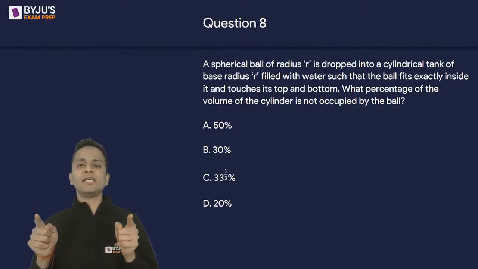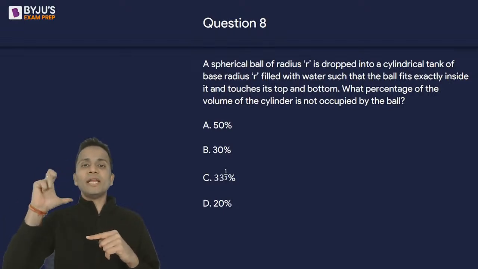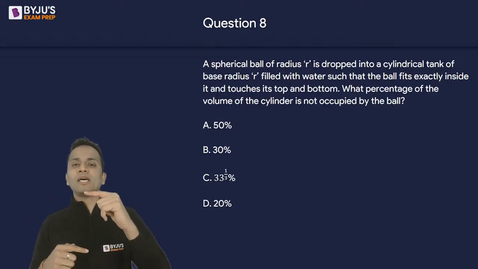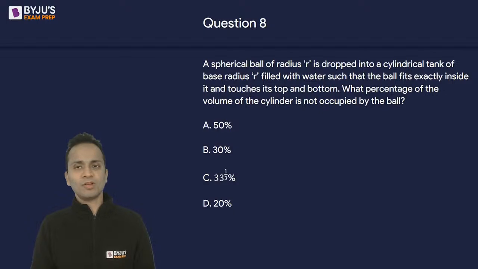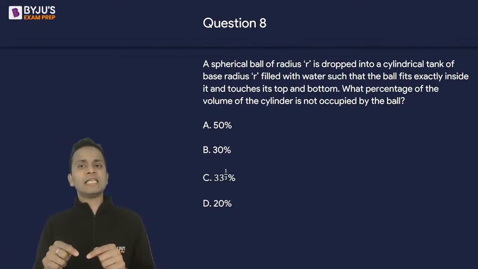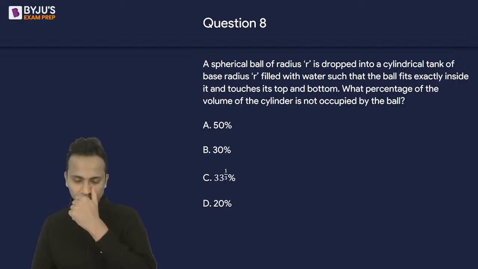So already the radii are same. I can say that the height of the cylinder is twice the radius of sphere. Then only the spherical ball can touch the top and the bottom of the cylinder. Wonderful. Find the percentage of volume of the cylinder which is not occupied by the ball. So if you want to find out the volume which is not occupied, that will be volume of cylinder minus the volume of spherical ball. Simple.